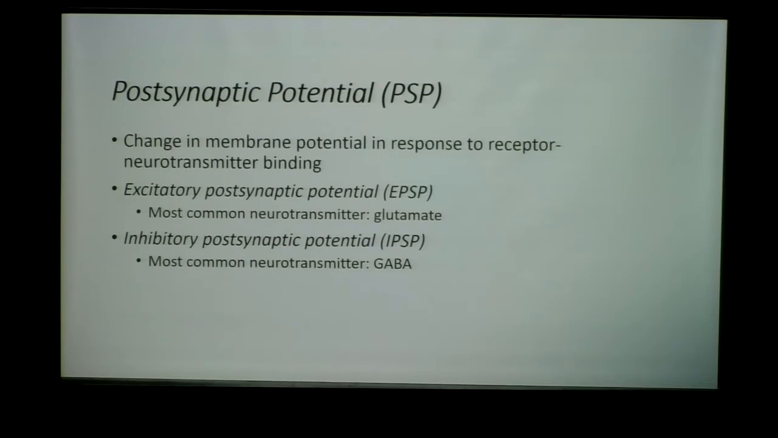Sodium or calcium, exactly. So if we think about glutamate being the neurotransmitter, bringing about an excitatory postsynaptic potential, it will likely open up sodium or calcium channels. On the other hand, GABA, which is inhibitory, is going to bring about an IPSP. It will likely open up what type of channels? Potassium or chloride. Exactly, potassium or chloride.